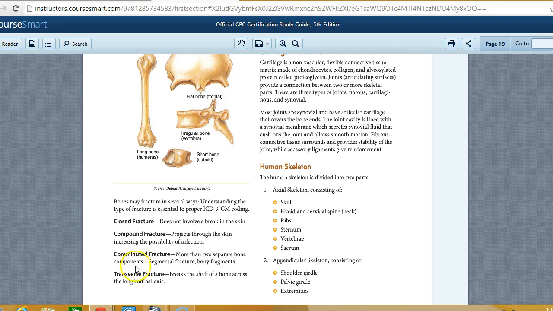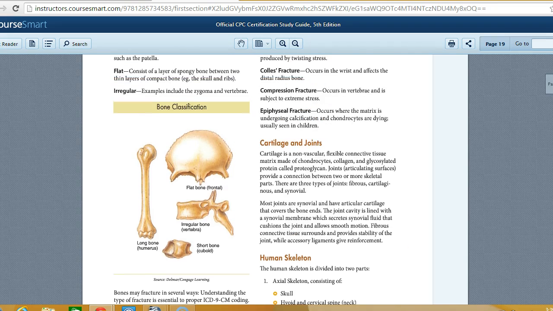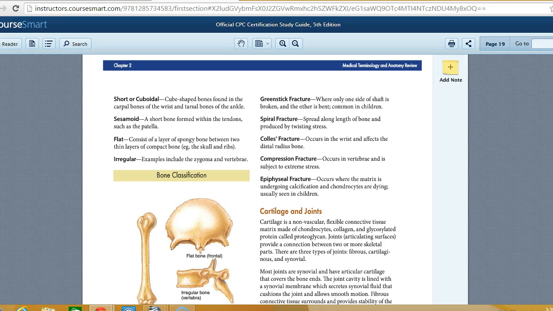A comminuted fracture is more than two separate bone components, segmental fracture or bony fragments. A transverse fracture breaks the shaft of the bone across the longitudinal axis. And then you have your greenstick fracture. Now, this is seen mostly in kids. You know how when you pick a green stick off a tree and it's green and wet, it does not break, it splinters. This is the way that children's bones normally do, because they are not completely yet calcified.